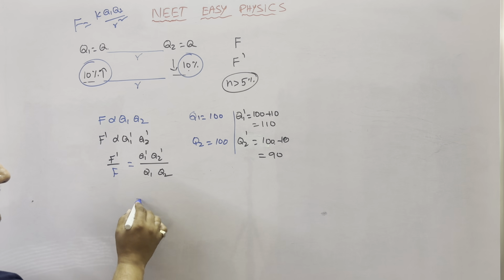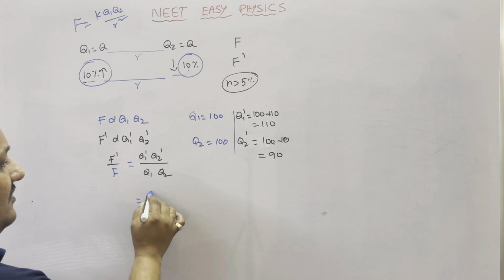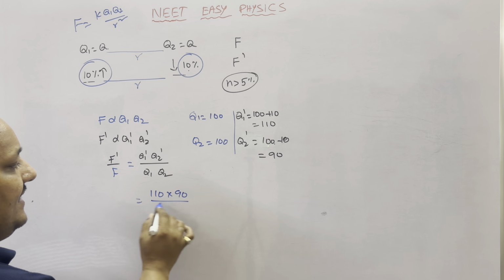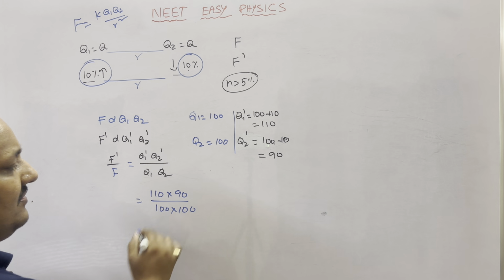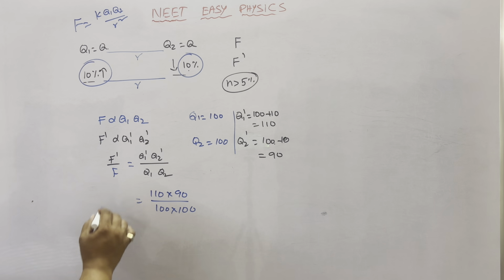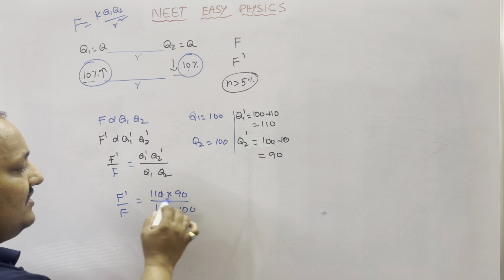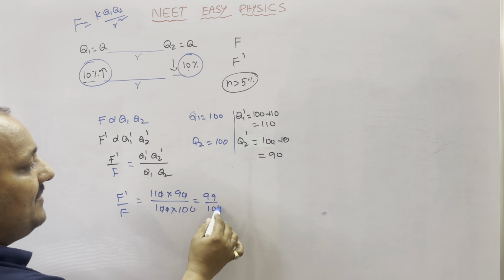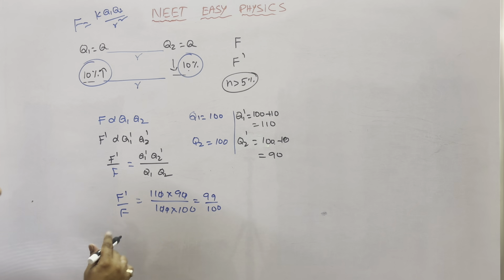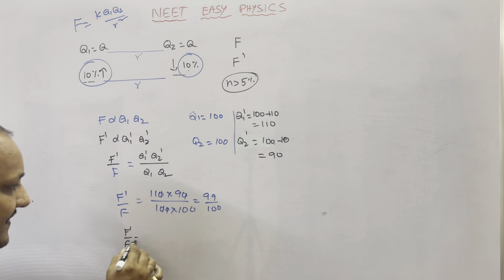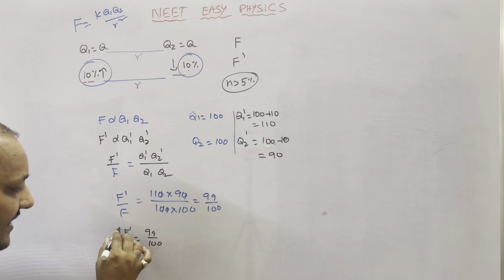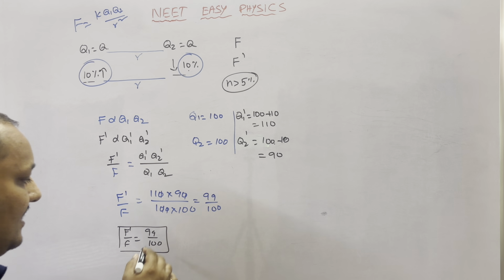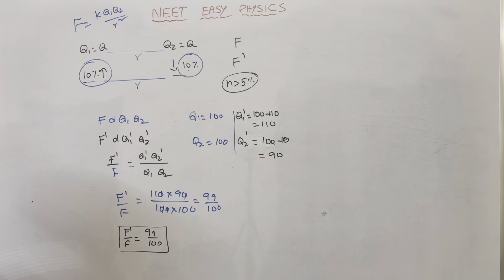Now substitute here. What is the value? 110 into 90 by 100 into 100. Correct? Now F dash by F. Now what is your answer? Two zeros will be cancelled. Then 99 by 100. So if your answer is F dash by F, which is final force by initial force, it is 99 by 100 or 0.99, the ratio of new force and old force.